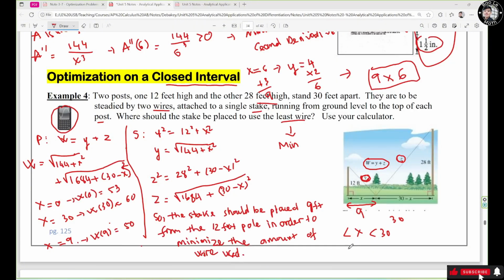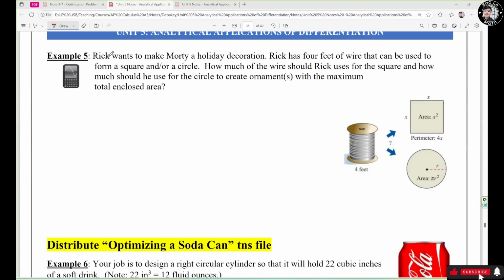Now let's move on to example number 5. Rick wants to make Morty a holiday decoration. Rick has 4 feet of wire that can be used to form a square and or a circle. How much of the wire should Rick use for the square, and how much should he use for the circle to create ornaments with the maximum total enclosed area?